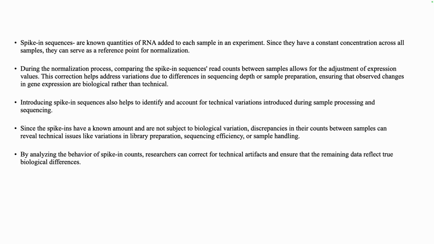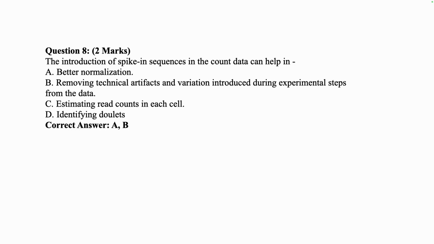So the correct answer for this question would be: spike-ins are known quantities of RNA that are added to each sample in the experiment. Since they have constant concentration across all the samples, they serve as a reference point for normalization, as I've said. Introducing a spike-in can also help to identify and account for technical variation introduced during sample processing and sequencing. So again, it can help in better normalization as well as identify and account for technical variations. So the correct options would be A and B.